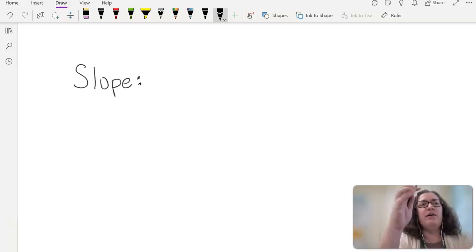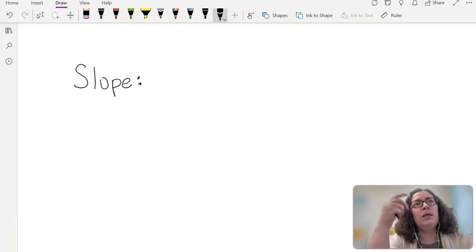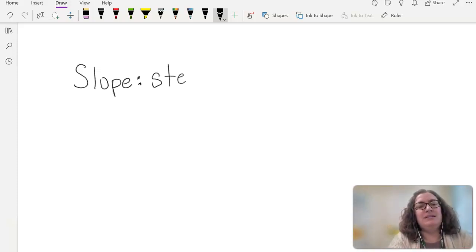So you might think about that for a minute. If you had to define the word slope, what would you say? Well, if I had to define the word slope, I think I would define it as the steepness of a line. And so on your note sheet, go ahead and just write that in. Slope is the steepness of a line.